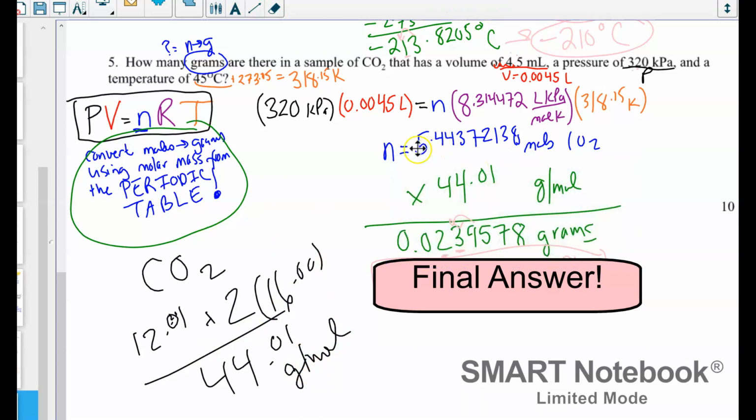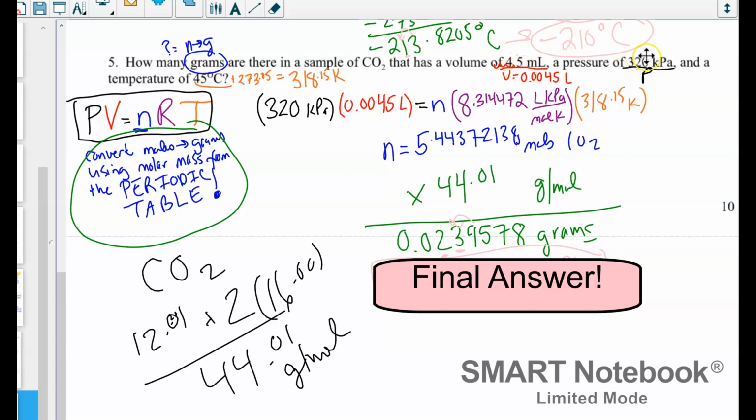So all I have to do is take moles times the molar mass. You can set up your factor labeling if you want, or look at my units right here. I have moles on top, moles on the bottom, grams will be on top. I get 0.0239578 grams of CO2. Again, that's too precise, so we need to round for our correct number of sig figs.